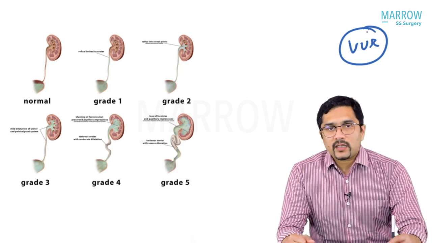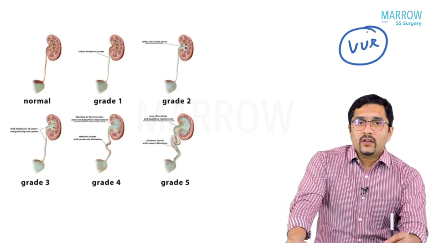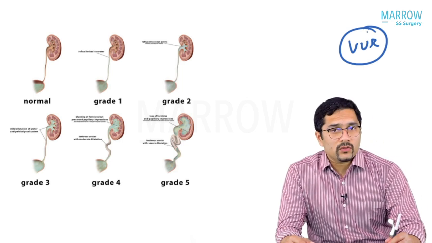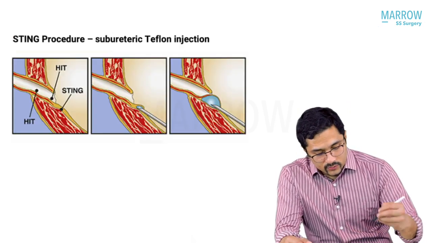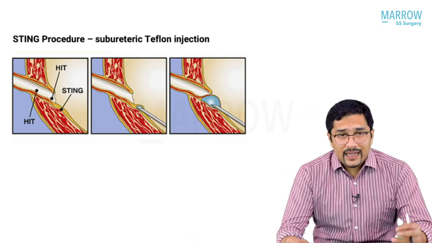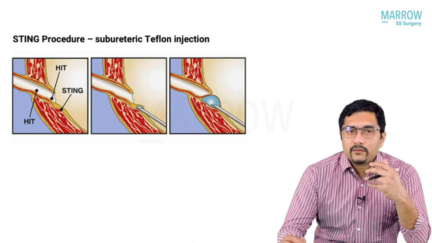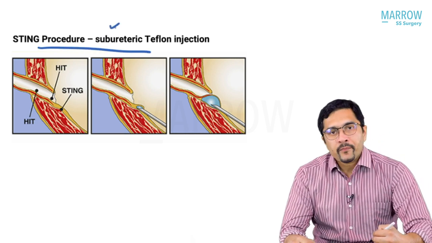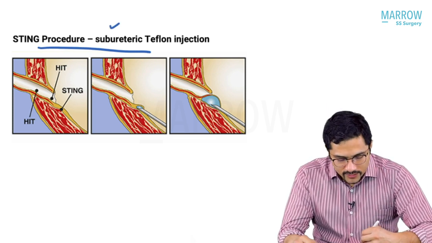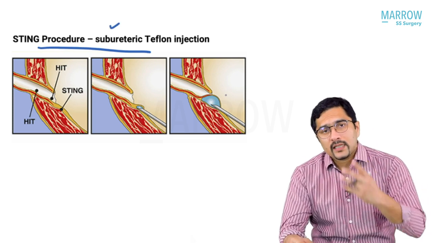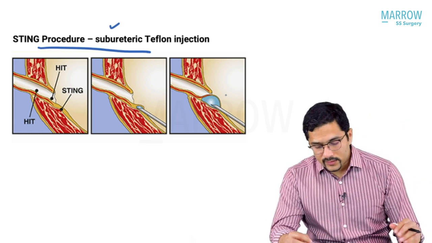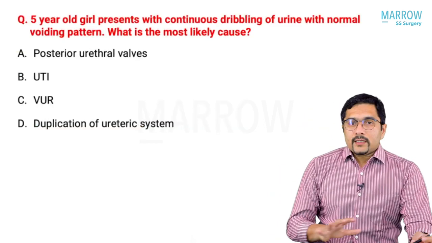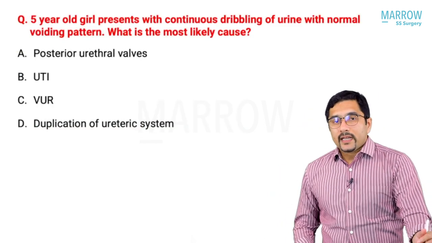Only in very severe cases of grade 5 VUR, where the patient is not responding to prophylactic antibiotics, we can do procedures. And these days we carry out minimally invasive procedures like the STING procedure. STING procedure is subureteric Teflon injection. So, just inject some Teflon in the subureteric space, and this prevents reflux in patients. Again, this was a question which was repeated from the NEET SS exam.